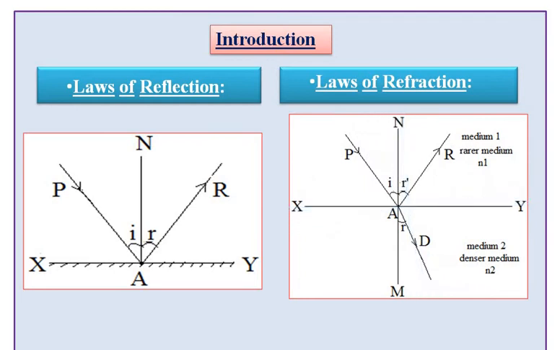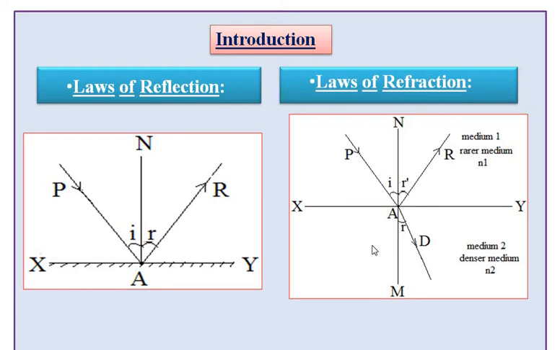Let us see the diagram for refraction. Here XY is the refracting surface, NAM is the normal. The XY refracting surface separates the two media. Medium 1 is the rarer medium, having refractive index n1. Medium 2 is the denser medium, having refractive index n2. PA is the incident ray, AD is the refracted ray, AR is the reflected ray, i is the angle of incidence, r is the angle of refraction, r dash is the angle of reflection.